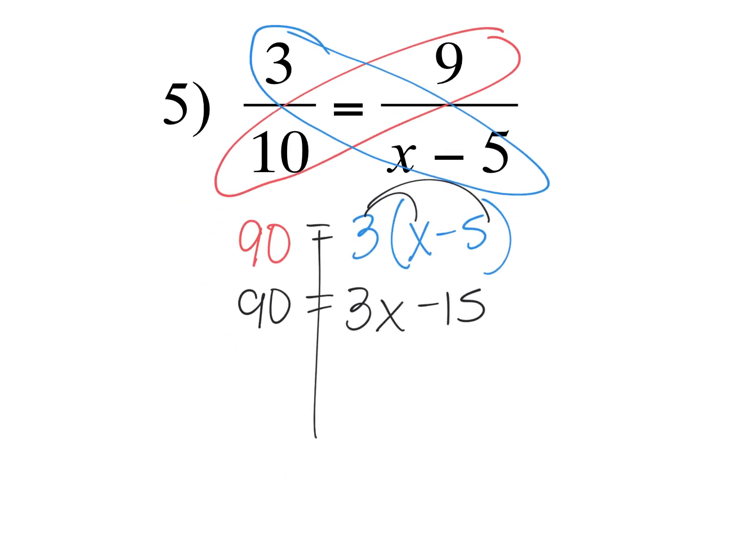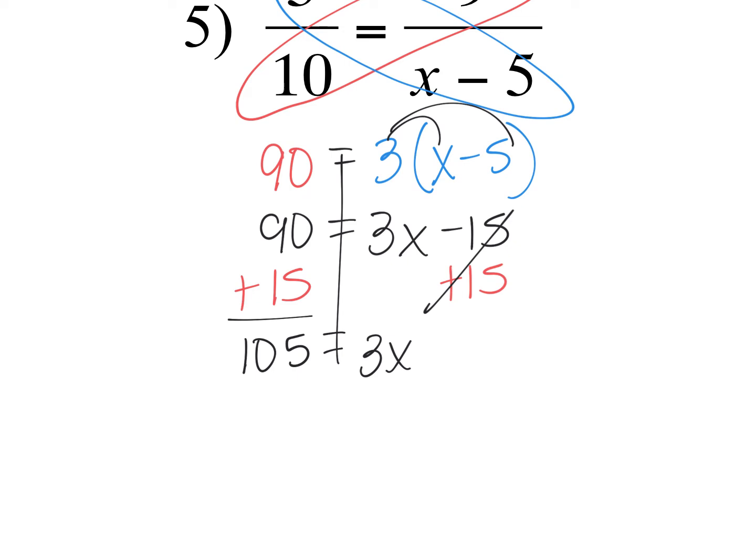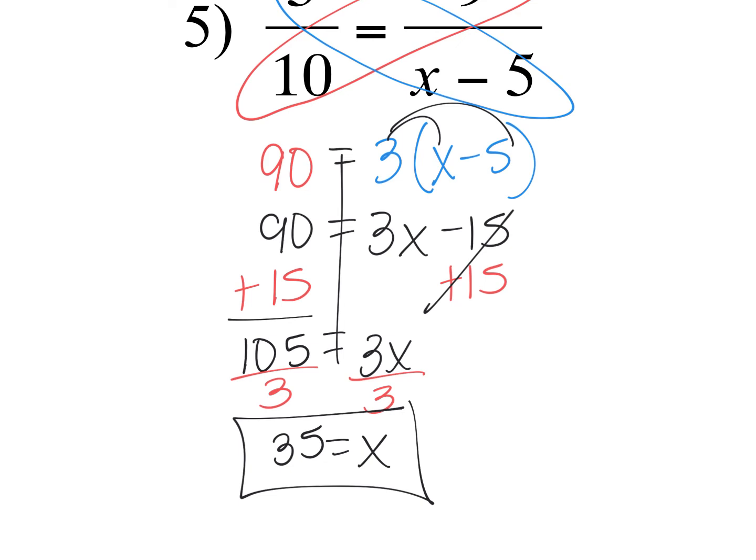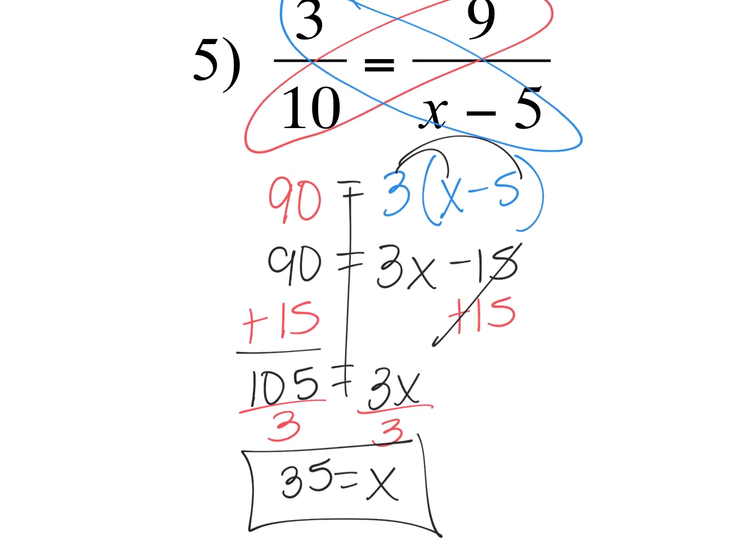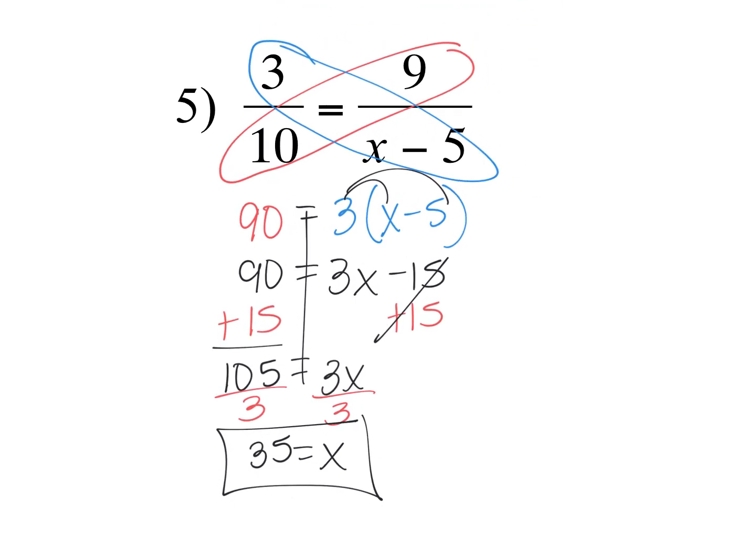And then it's just a two-step equation. So I'm going to add 15: 3x equals 105, I believe. Divide by 3, divide by 3. X is 35, I believe, if my mental math is correct. So at the beginning, you still solve it the same way. It's just an extra few steps that you have to do.